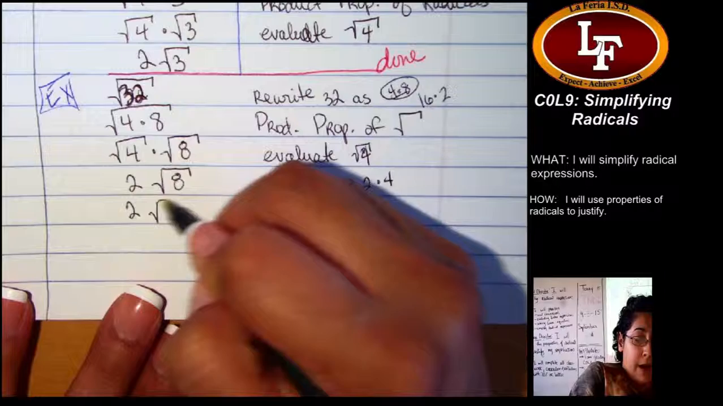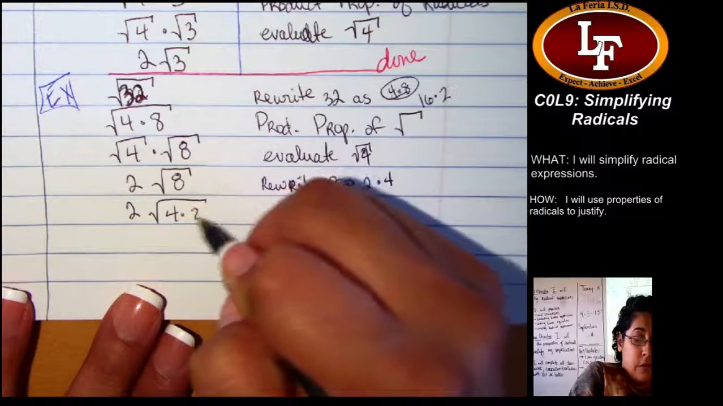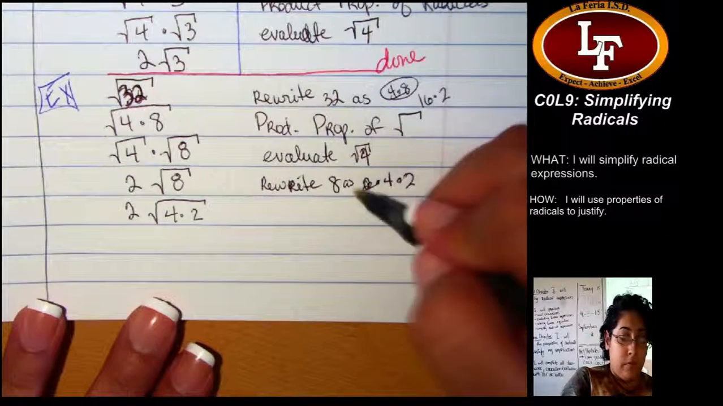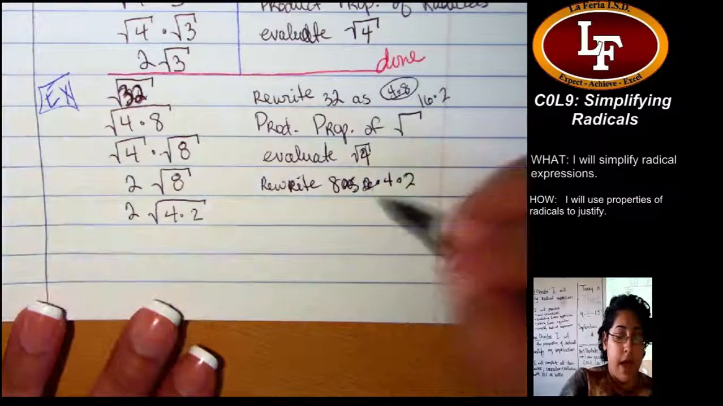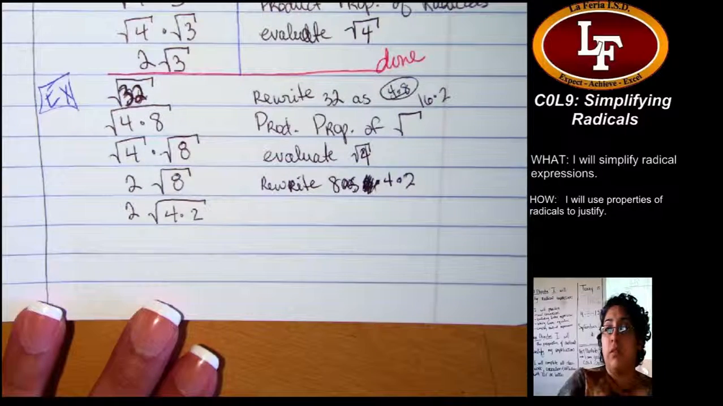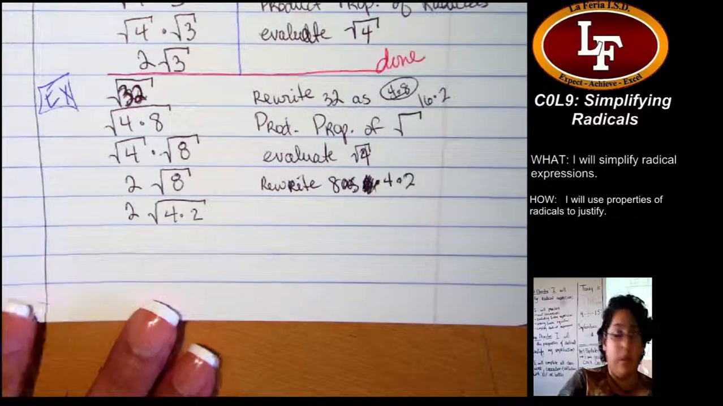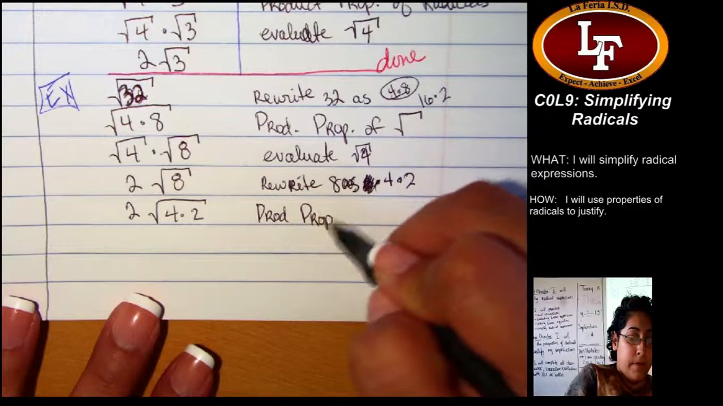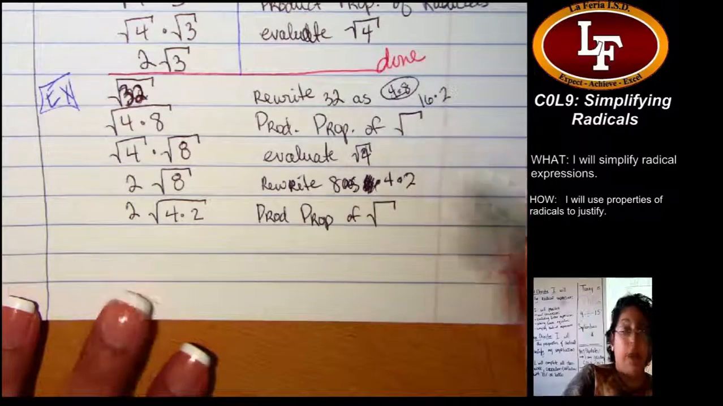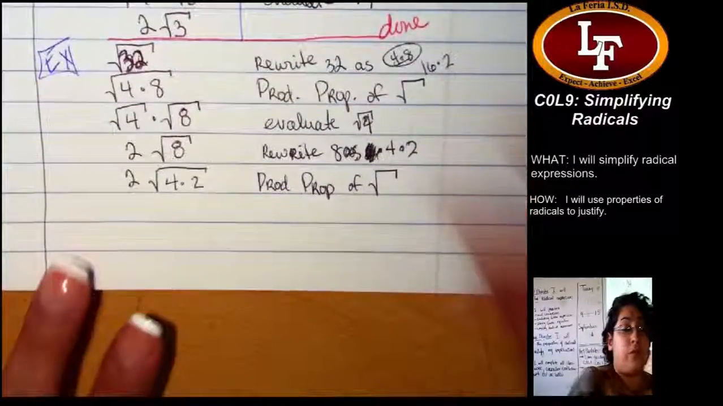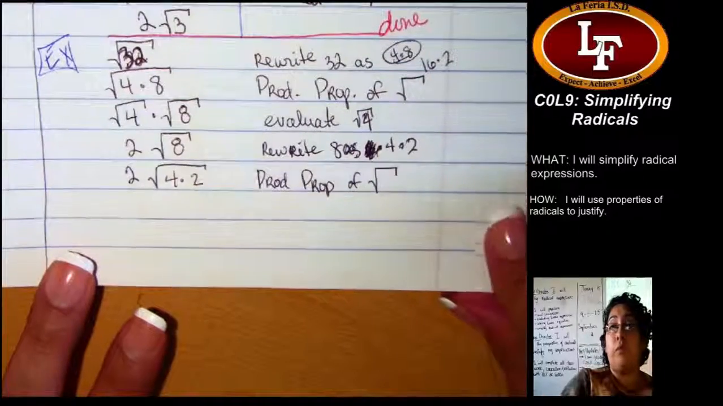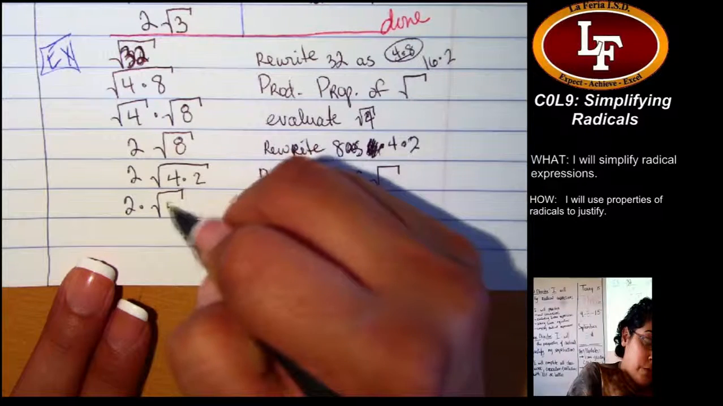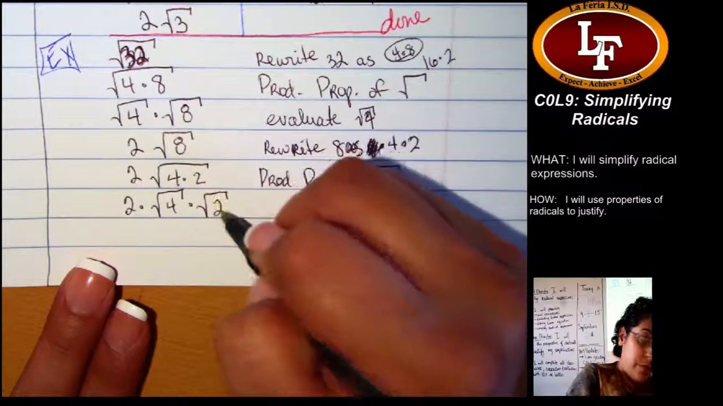So I'm going to rewrite 8 as 4 times 2. Again, we're going to use the product property of radicals. Remember, on your homework, you have to write out the full words. On your notes, we can abbreviate for space and time. 2 times the square root of 4 times the square root of 2.